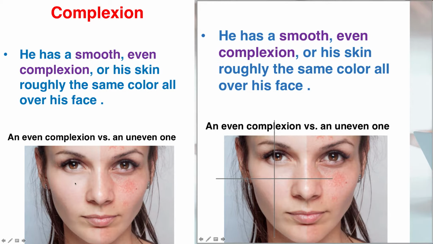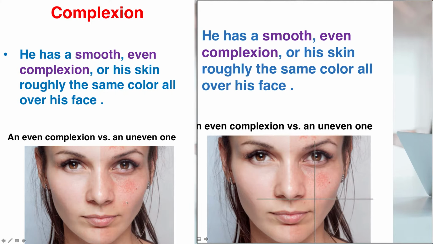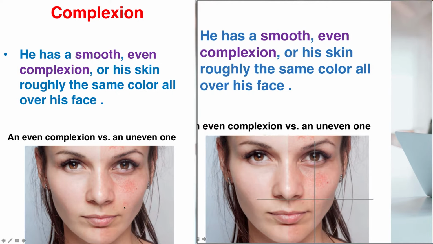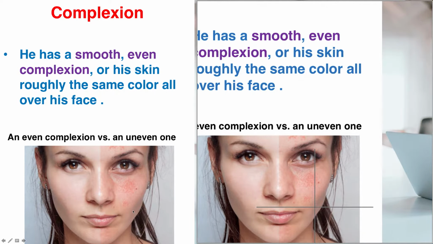For another example, this is even. So here we have the same color as here and here, versus uneven. Different colors here and here versus here, for example.